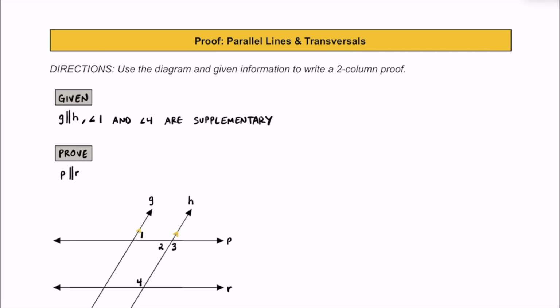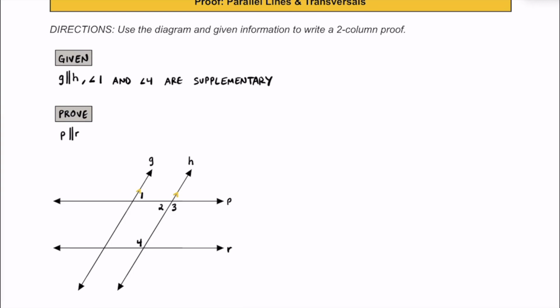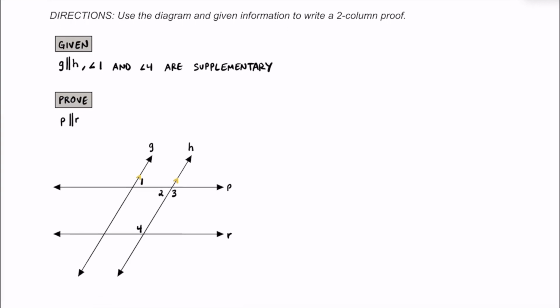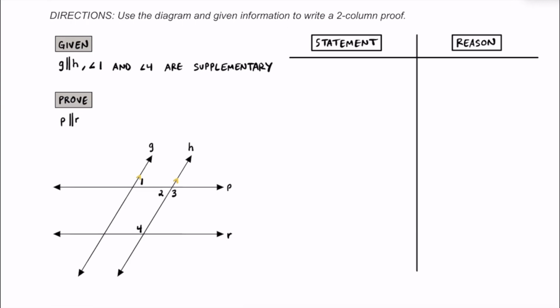Let's try a proof together that involves parallel lines and transversals. We have some given information here and a diagram to go along with this proof. Alright, so here are our two columns, and let's take a look at our given information.